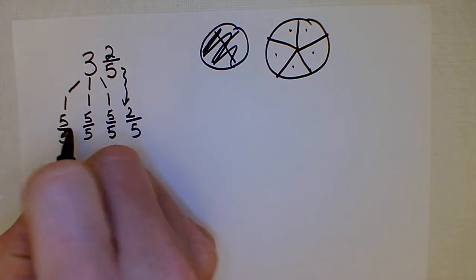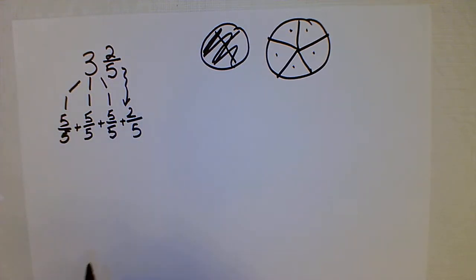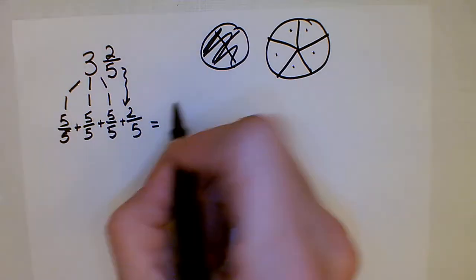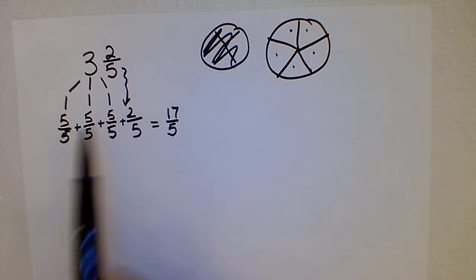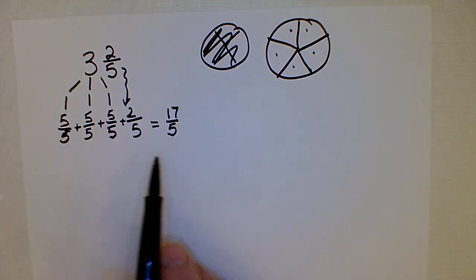So what do I have here? I have 5/5 plus 5/5 plus 5/5 plus 2/5, which is going to be 5, 10, 15, 16, 17 fifths. Now, I don't know if you just noticed what I did, but I was just counting by 5s, which is another thing you can do, and we'll get to that in a second. But I want to show you another way of writing this.